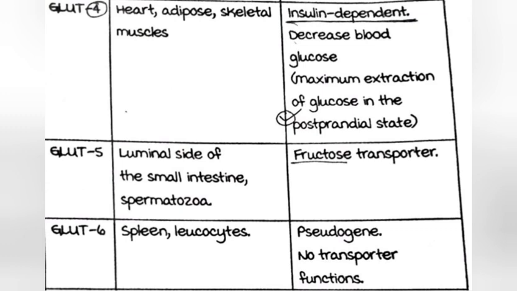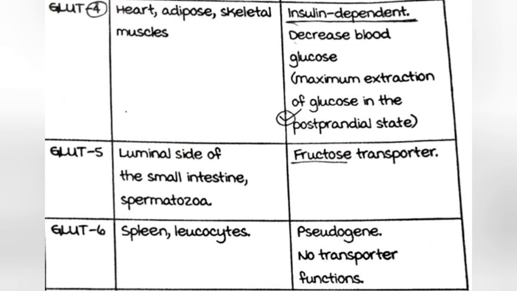Okay, then there is GLUT4, which is the insulin-dependent or insulin-sensitive transporter, present in the heart, adipose tissue, and skeletal muscles. They help in decreasing blood glucose. Their maximum extraction of glucose occurs in the postprandial state. The next is GLUT5, which is present on the luminal side of the small intestine and in spermatozoa, which specifically transports fructose inside the cell.